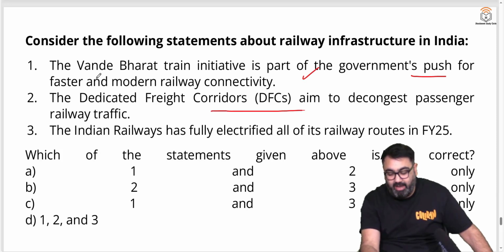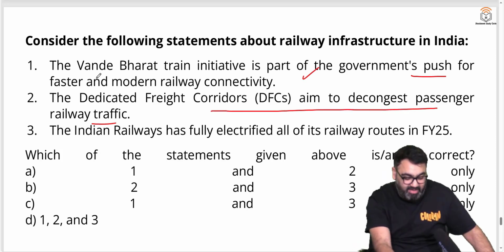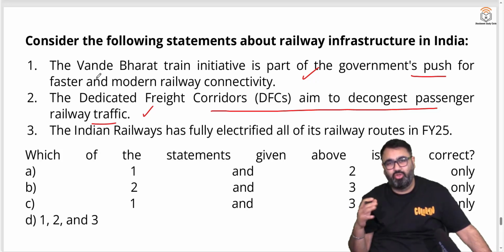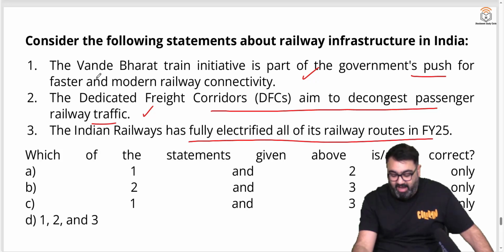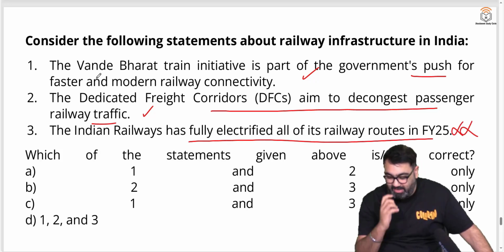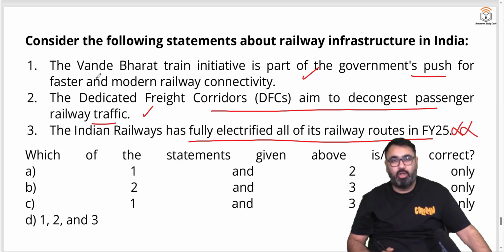Dedicated freight corridors aim to decongest passenger railway traffic, yes, so that on those routes only goods trains will go. Passenger trains will not have to be stopped in between to be overtaken. Indian Railways has fully electrified all its railway routes in FY25. No, we are working towards it, but full electrification has still not happened.